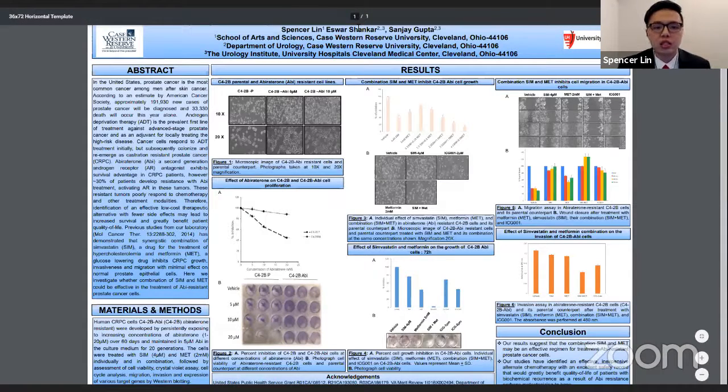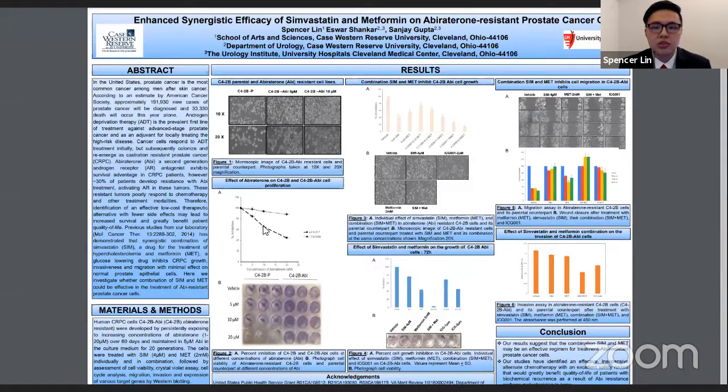In this study, we were testing a combination treatment of simvastatin plus metformin on prostate cancer cells that were resistant to an androgen receptor agonist, abiraterone. Looking at figures 1 and 2, you can see how the C42B ABI cells were not significantly inhibited by abiraterone treatment. However, in figures 3 through 6, we can see that the combination of sim plus met does inhibit cell growth in these abiraterone-resistant cell lines.